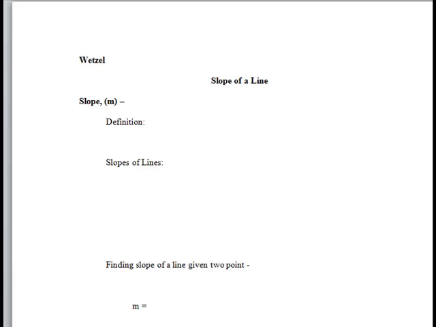The slope of a line. The slope is typically denoted with a lowercase m. For a linear equation or a line, it measures the steepness of a line. The slope is constant in that at every single point on the line, it is changing at the exact same rate, so it has the exact same slope.